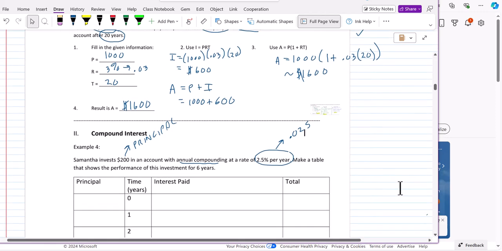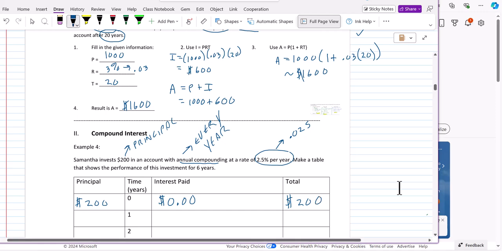Now it's totally different on this. So to start off on this chart, you're going to start with $200. You do interest at the end of a year. Annual means every year. So if you have annual compounding, it really means every year, and that interest is done at the end of a year. So at the beginning of time, there is no interest being made. When you begin, you've just deposited your $200.